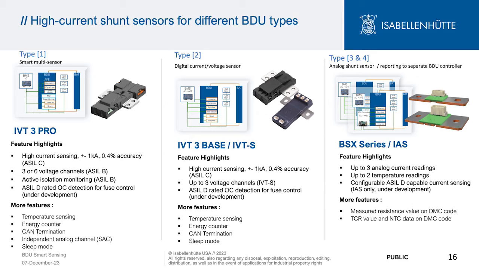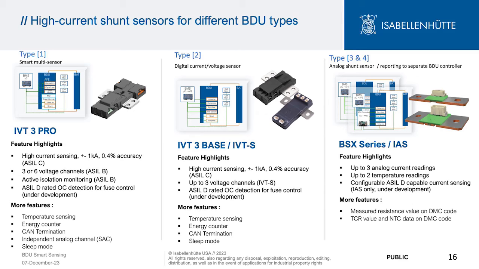Here, also under development, is a configurable ASIL D capable current sensing channel. This would be for IAS, as IAS in comparison to the BSX series is an active product, so it's an active power supply, while BSX is a passive product, so it's not powered by itself.